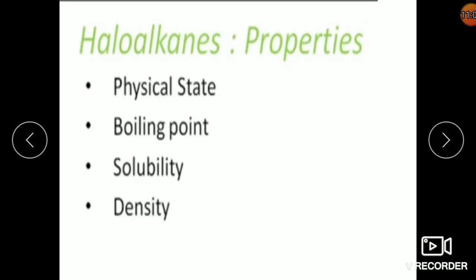Next we'll see the properties of haloalkane. So here we'll discuss the physical state, boiling point, solubility and density of the haloalkane. Now what about the physical state?